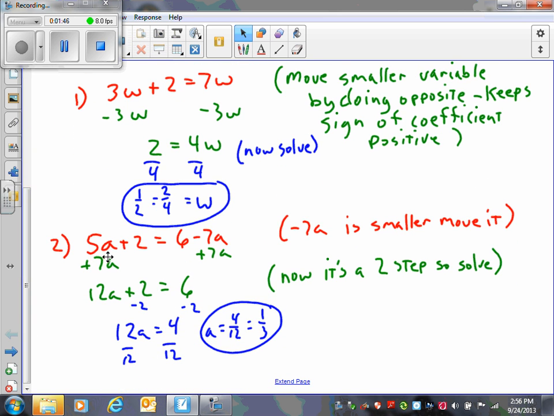This next equation, I have 5a plus 2 equals 6 minus 7a. Minus 7a is smaller than 5a. So if I move that, that becomes plus 7a, because plus 7a cancels out minus 7a. 5a plus 7a is 12a. I still have the plus 2, and I still have the 6. Now it's a two-step equation, so we solve it. When it's two-step, we usually add or subtract first. So minus 2 from both sides, I get 12a equals 4. And then I divide both sides by 12. 4 over 12 reduces to 1 over 3.